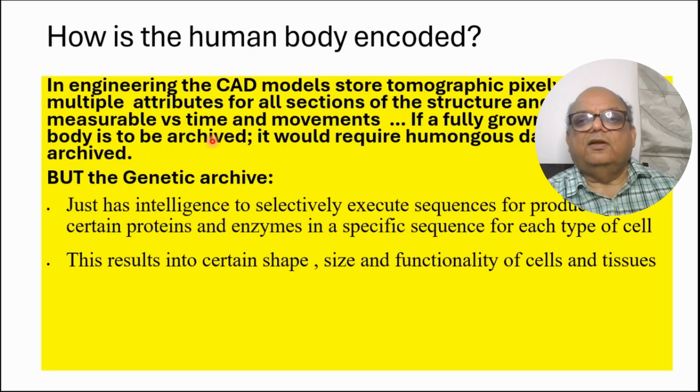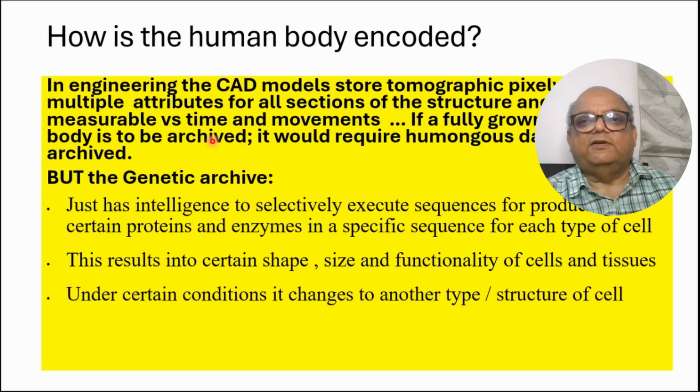Now, when you produce proteins at a certain rate, certain proteins take a certain shape and size, and it leads to certain functionality of the cells and tissues, their chemical properties, their electrical and electrostatic properties, and all. Under certain conditions, a cell may change to another type or structure just by changing the sequence in which the proteins are produced.